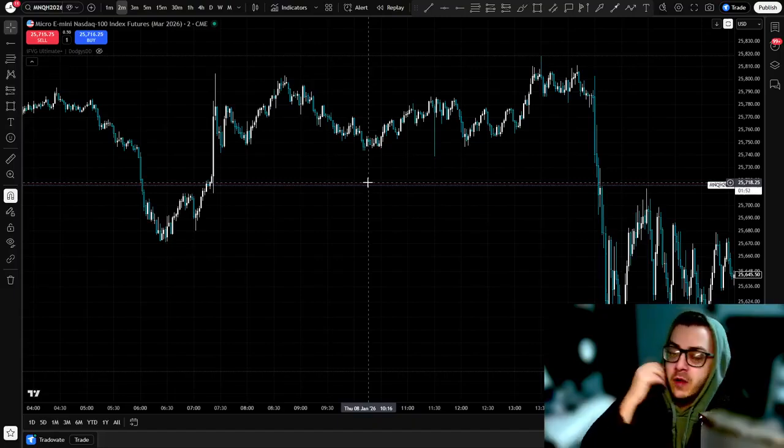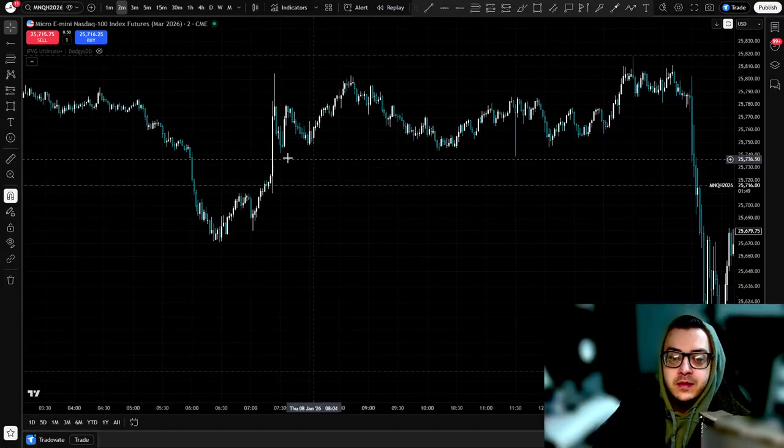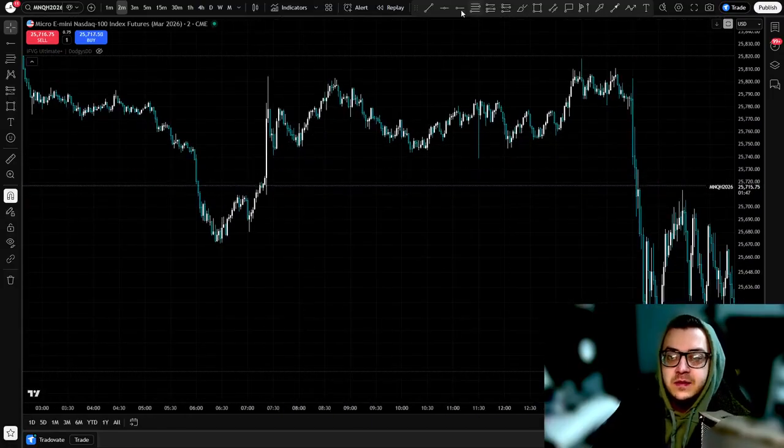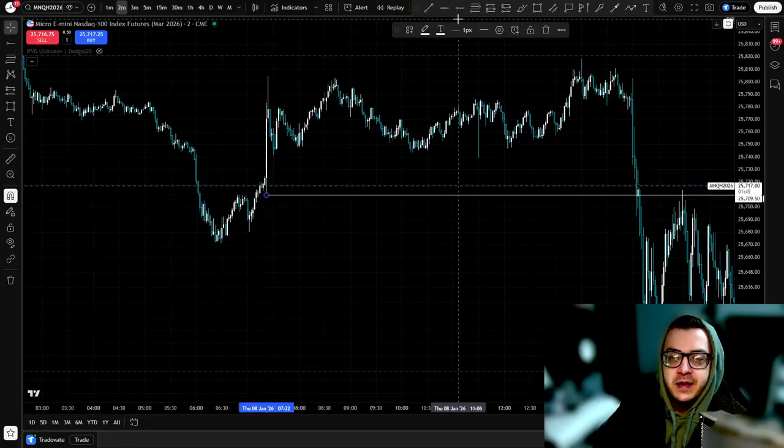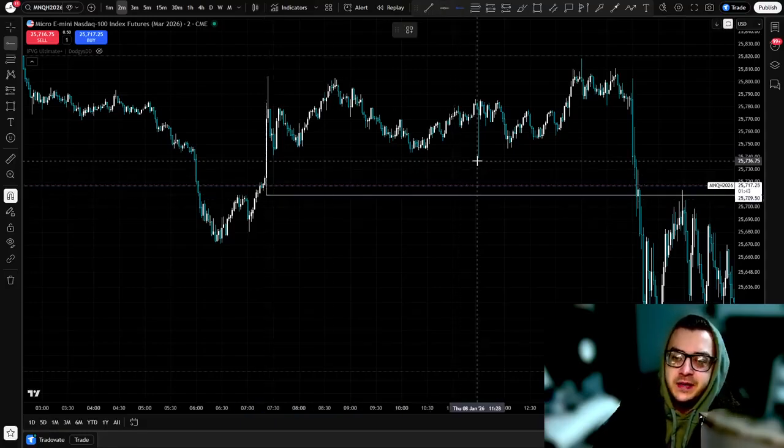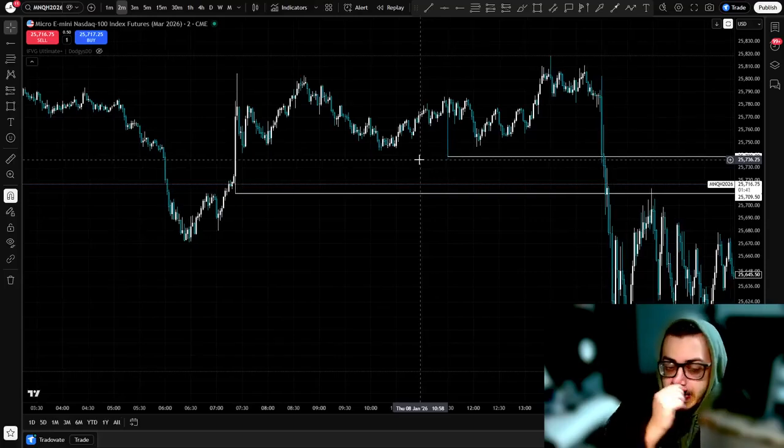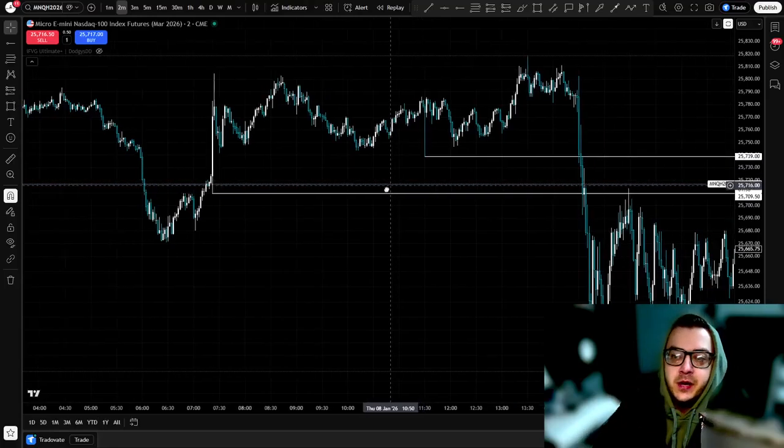As we can see, we've got a really obvious few areas to be targeting here. You can see these big wicks here. These are really obvious areas of liquidity for me. Places that price is probably going to go to.